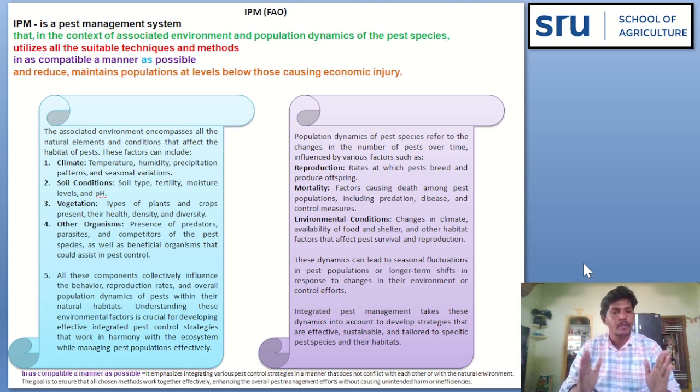IPM is a pest management system that, in the context of the associated environment and population dynamics of the pest species, utilizes all the suitable techniques and methods in as compatible a manner as possible and reduces and maintains pest populations at levels below those causing economic injury.